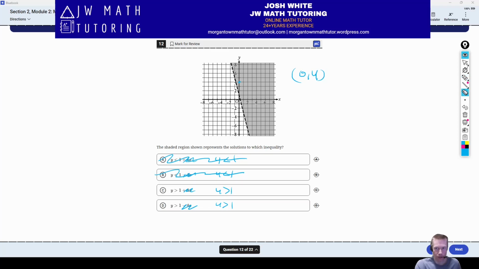Now, at this point, what you could do, and this is the quickest, easiest way to do it, is notice this line right here, which is part of the boundary of the graph, has a negative slope. Okay, the m value is negative.